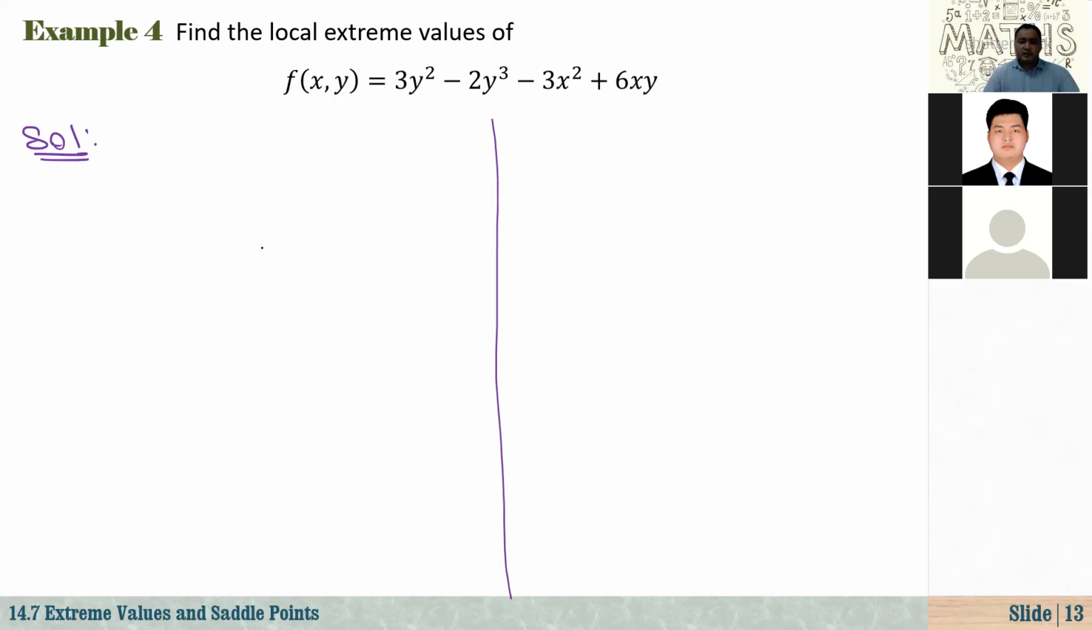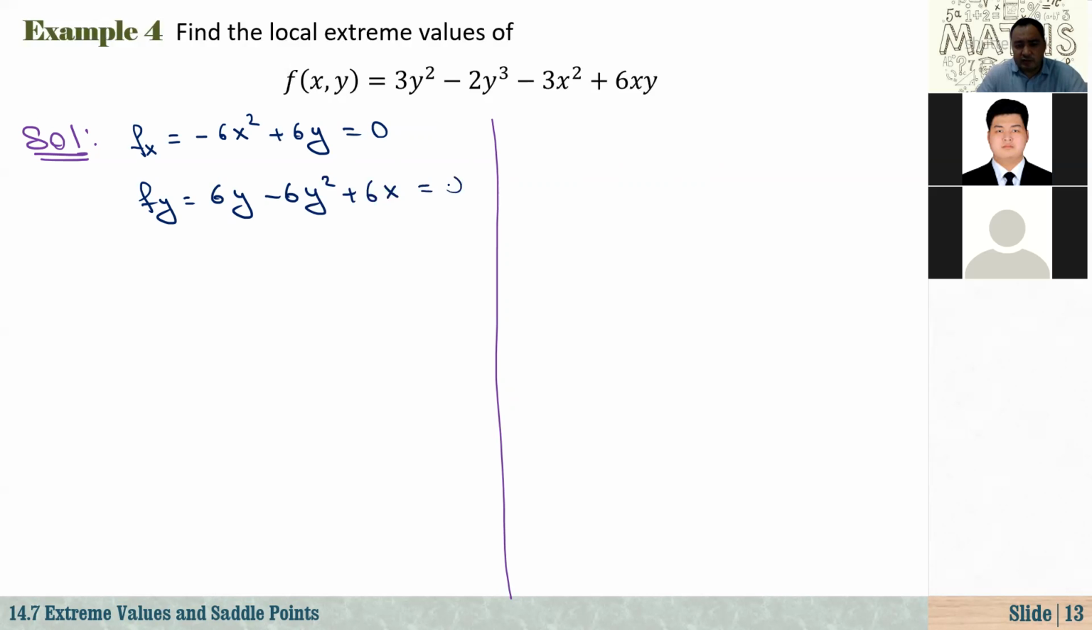Okay, first, to find the local extreme values of this function, we need to find its critical points. So here we have fx, that's equal to -6x squared plus 6y. That should be equal to 0. And how about fy? If we differentiate with respect to y, it is 6y minus 6y squared plus 6x. That's equal to 0. It should be just 6x, right?